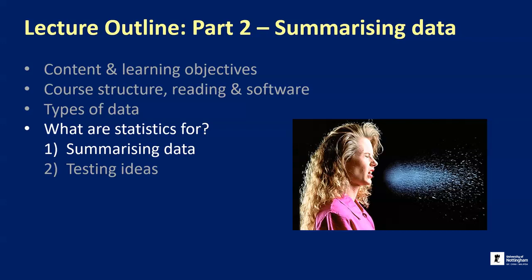And what we're going to do in this next part of the lecture is look at what we might do with those data. And the first thing that we might do is to try to summarize them so that we can get some idea of what's going on in those data. And we're going to use statistics in order to summarize those data. And that's one of the two key uses of statistics in data analysis. One is for summarizing data, and then in the third part of the lecture we're going to look at the other key use, which is testing ideas about those data.